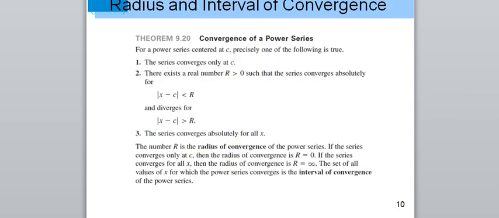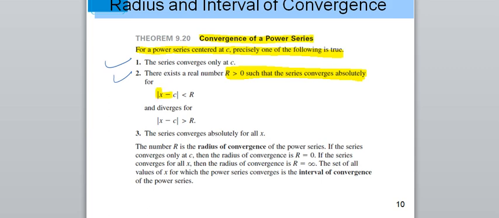Radius, this is the theorem that they were talking about, okay. So let's read this theorem. Convergence of power series. For a power series centered at c, precisely one of the following is true. Okay, what is it? The series converges only at c. There exists a real number R greater than 0 such that the series converges absolutely. Okay, absolutely convergent.